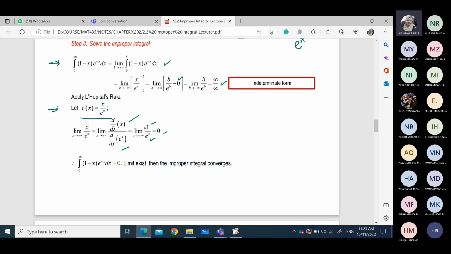So here we have 0. The limit as x approaches infinity for 1 is 1. The limit as x approaches infinity for e to the x is infinity. So 1 over infinity is 0. Okay, so therefore the improper integral of (1 minus x) e to the negative x dx, where the interval is 0 to infinity, is equivalent to 0. So the limit exists, then the improper integral converges.